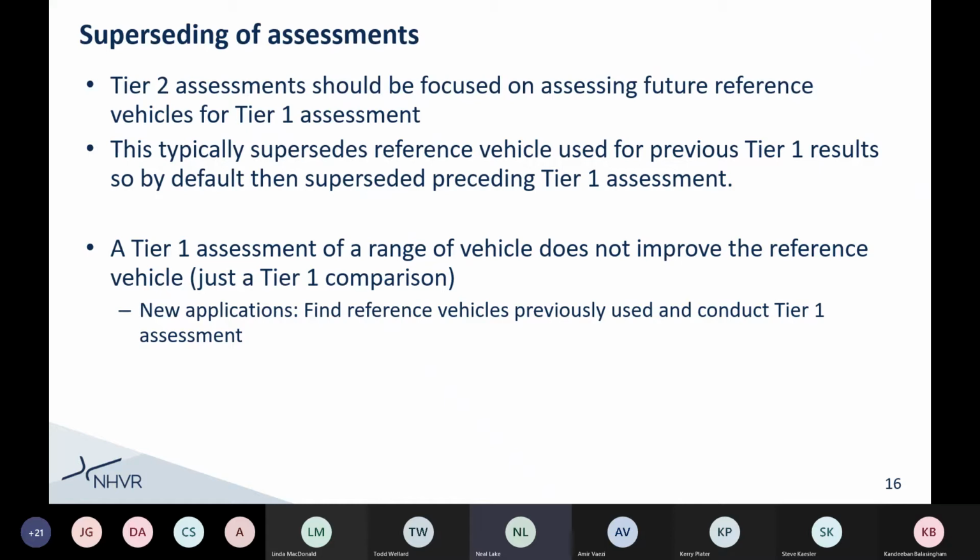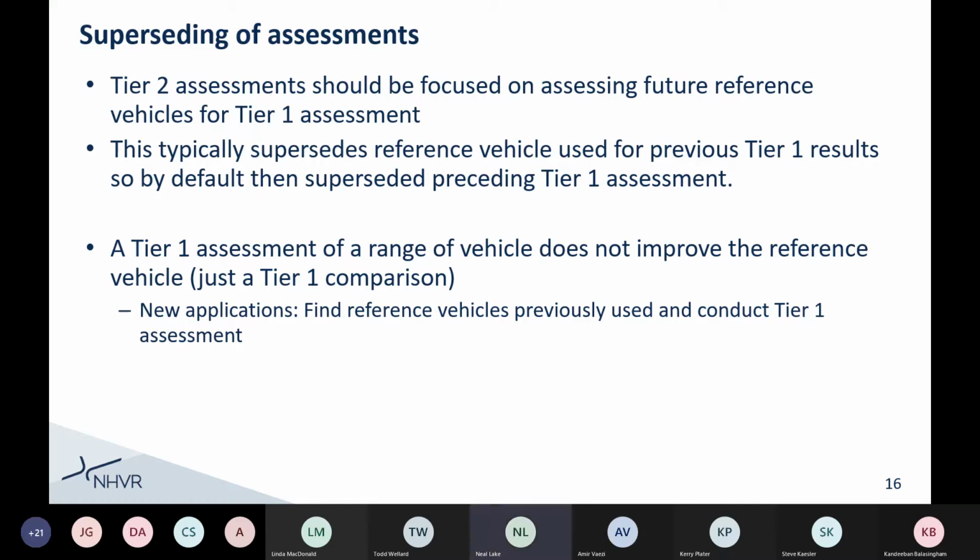All right, so now I just want to talk a bit about superseding of assessments. We see often, I guess, road authorities that get a little bit confused. They have a Tier 1 assessment and they've got a Tier 2 assessment, and they don't know which information they should use or which information they can trust. I just wanted to take you a little bit through the process of how that works.